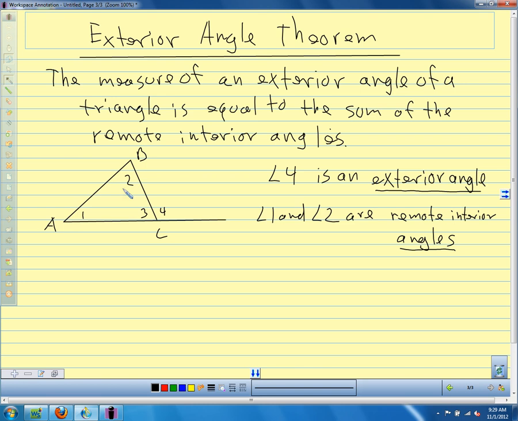We're going to do another proof here. It's short, but when we do the proof, we'll see this makes sense. We already know why this works. So we're going to prove that the measure of angle 4 equals the measure of angle 1 plus the measure of angle 2.